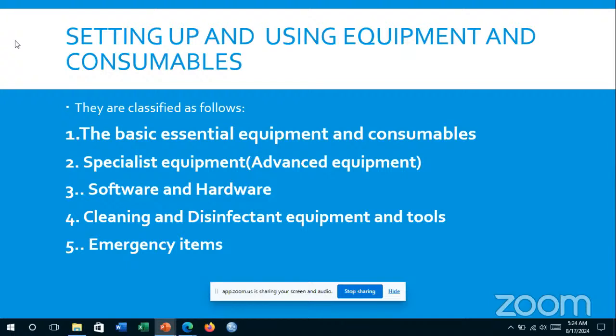Setting up and using equipment and consumables. Opening a place to practice is an exciting and rewarding venture, but it also requires careful planning and preparation. I want us to know that one of the most important aspects of setting up your practice is choosing the right medical equipment to meet your needs and standards.